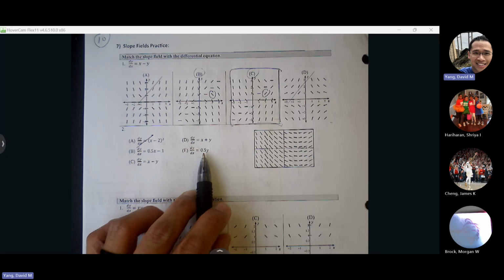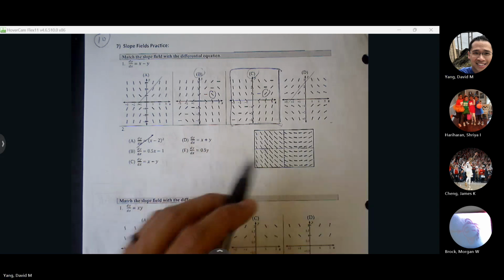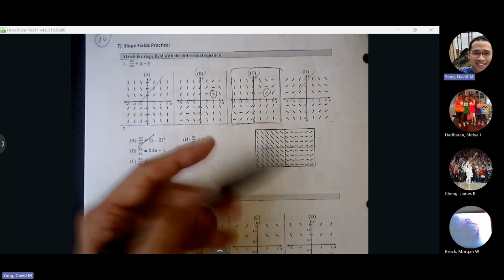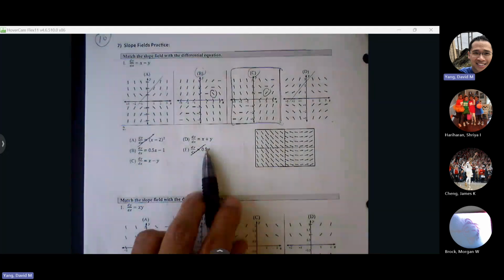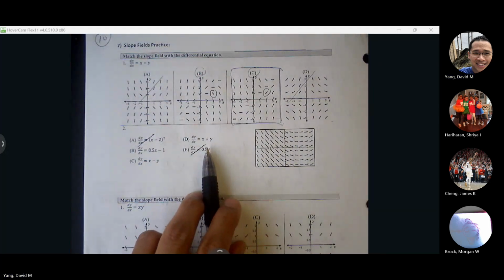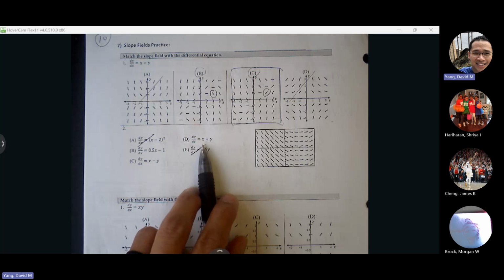0.5y is only depending on the y value for the slope. So that means a positive y value is a positive slope, and a negative y value is a negative slope. Okay, but that's not the case here, right? So for x plus y, we should get a bunch of 0 slopes at, for instance, negative 1, 1, or negative 2, 2, or negative 3, 3.